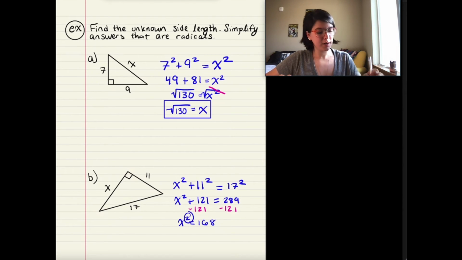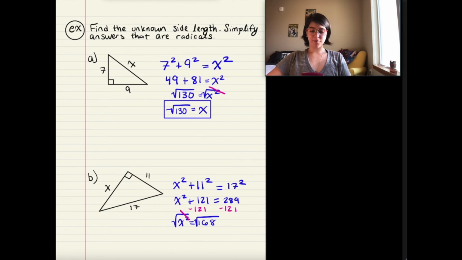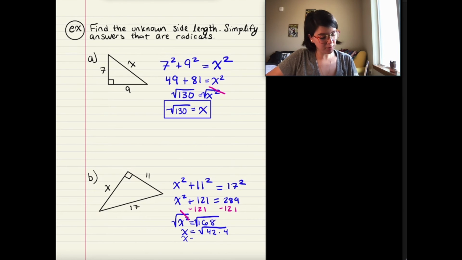Then to cancel out this squared, we have to take the square root of both sides. So our squared cancels with the square root. We need to check if any of our perfect squares go into 168. So I'll take 168 divided by 4. Perfect, that's 42. So we have x is equal to the square root of 168, its factors are 42 times 4, which we can rewrite as the square root of 42 times the square root of 4. But the square root of 4 is just 2, so we have x equals 2 root 42.